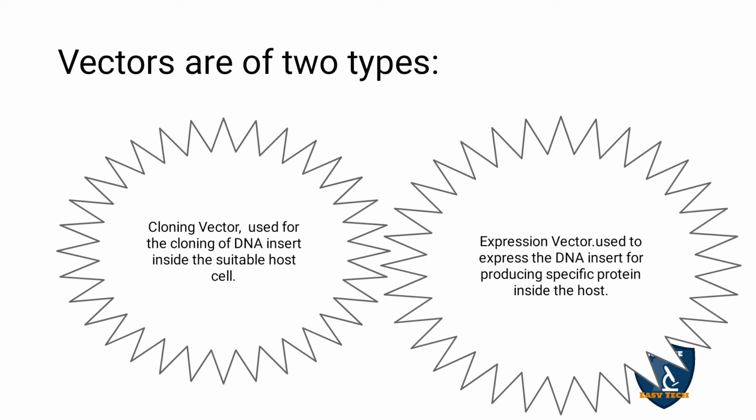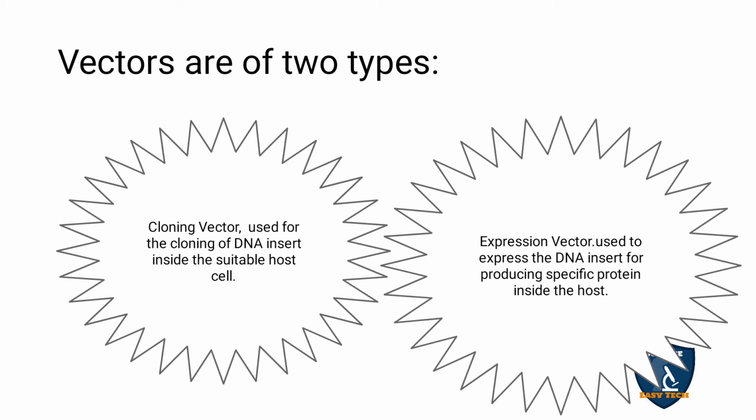And expression vectors are used to express the DNA insert for producing a specific protein inside the host. So, we insert the DNA and it has to produce the specific protein inside the host. For that, they are called expression vectors. They are expressing another character. In a cloning vector, only the DNA insert has to be cloned inside the host cell.